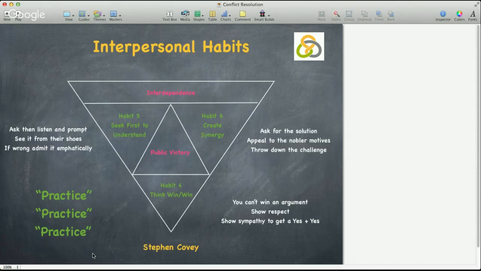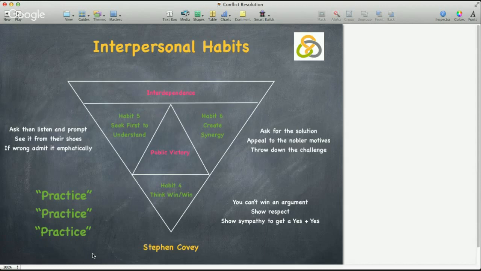Habit number 6 is creating synergy. And this is about asking the other person for the solution, appealing to the nobler motives, and throwing down a challenge that actually gets everybody working towards a solution that works for everyone. Some great advice from Dale Carnegie there.